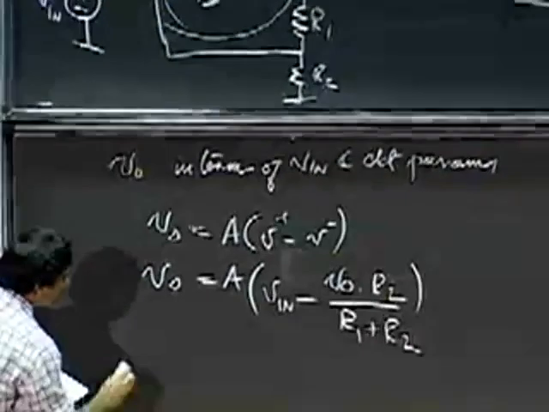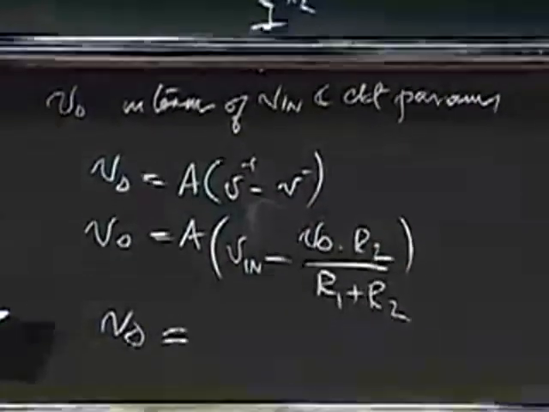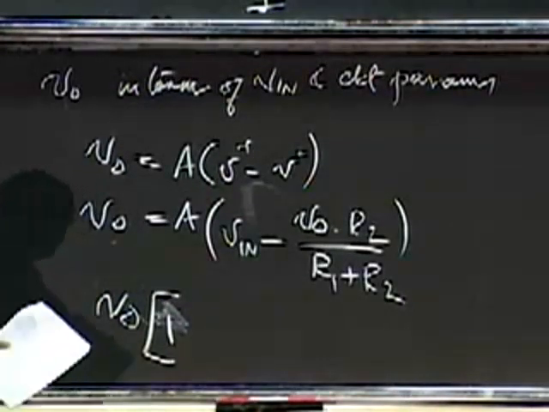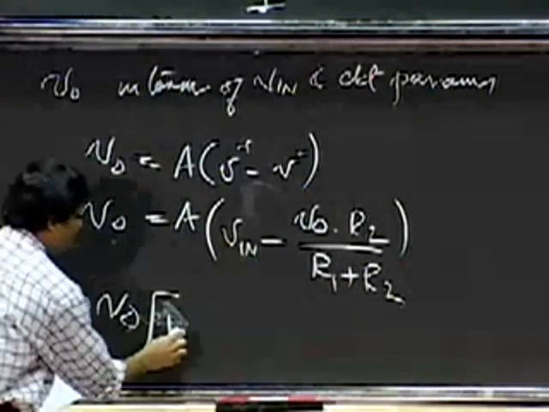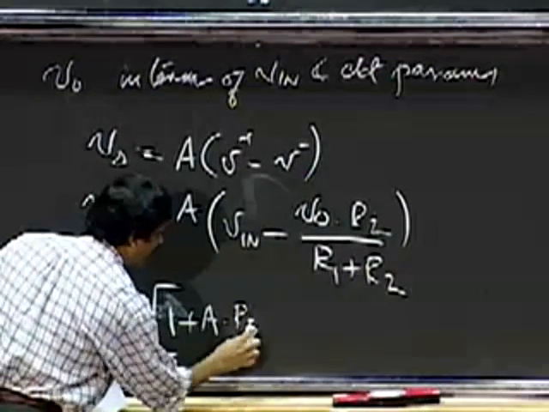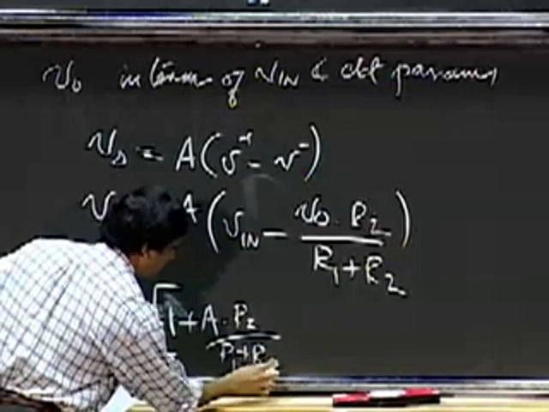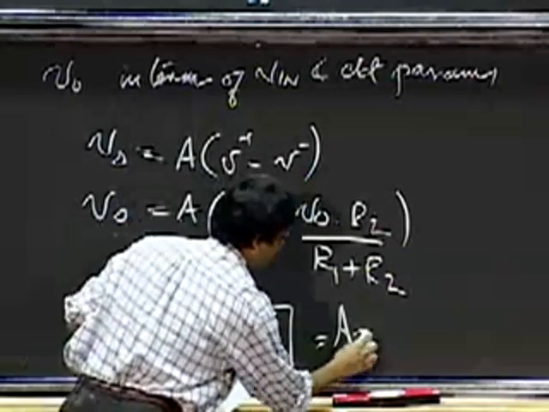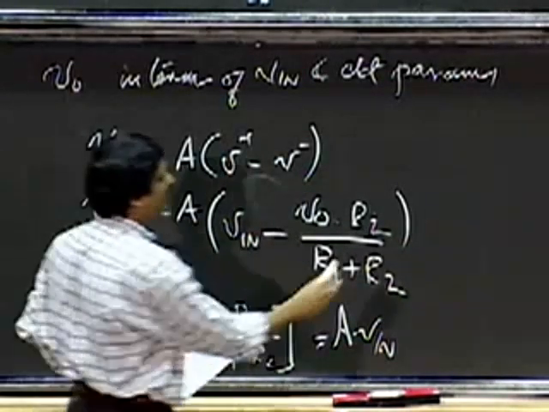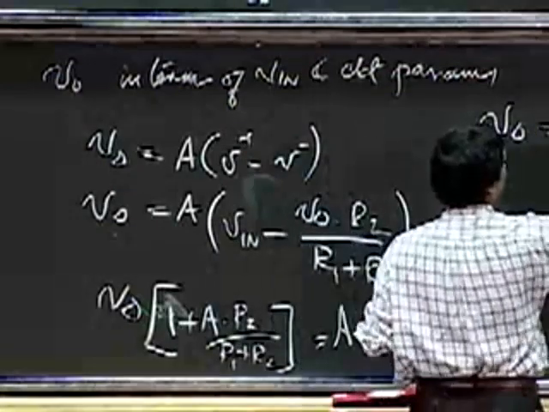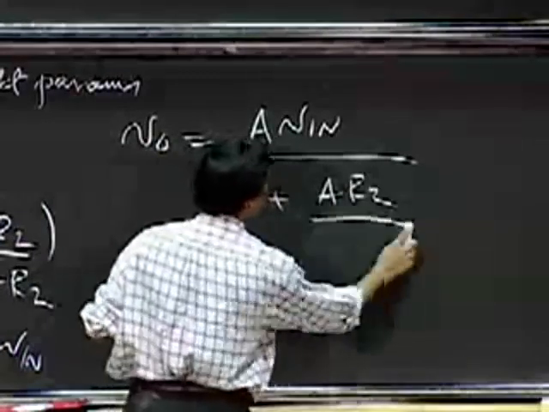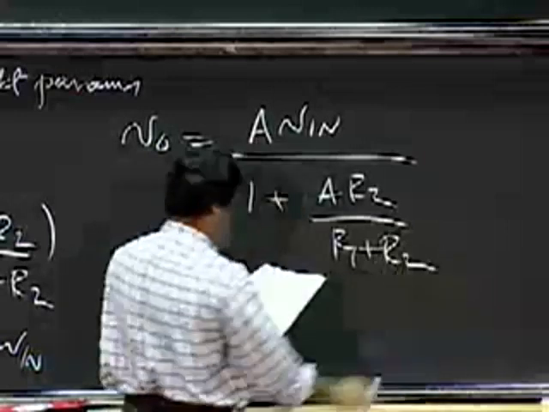And so I can simplify it further and write this as V naught. So I get, there's a 1 here, and I move this thing over to this side. So I get 1 plus A times R2 divided by R1 plus R2, and that's equal to A V in. Okay, and simplifying it some more, I get V naught is A V in divided by 1 plus A R2 divided by R1 plus R2.